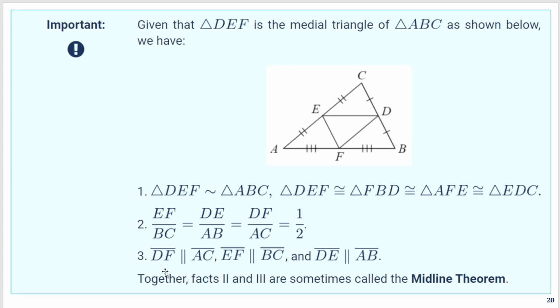And you could also prove that DF is parallel to AC, EF is parallel to BC, and DE is parallel to AB. Again, we're not going to write this here, but you could easily prove this is also true. And facts 2 and 3 are sometimes called the midline theorem. Okay, please write this down, and we're going to have a look at a quick quiz after that.